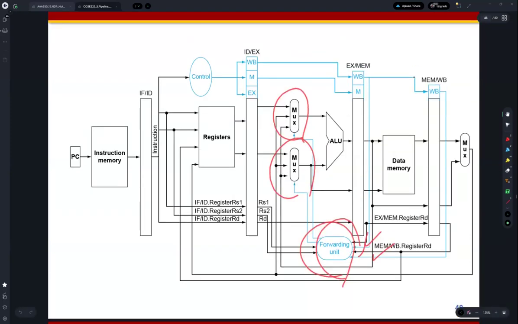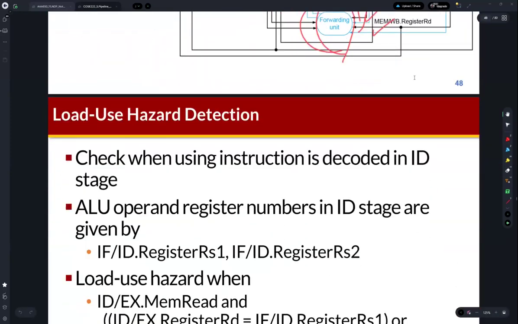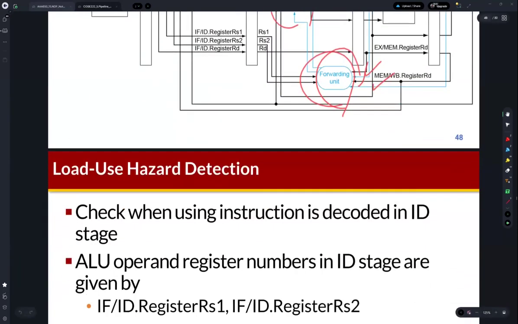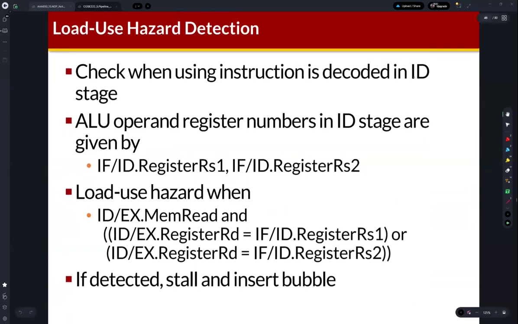In order to support this data forwarding, we need a multiplexer and a control unit, right? The control unit generates the selection signals for the multiplexers. So we learned about the conditions for data forwarding, and how to generate these control signals for the data forwarding multiplexers. In this class, we will learn about the hazard detection unit, okay?